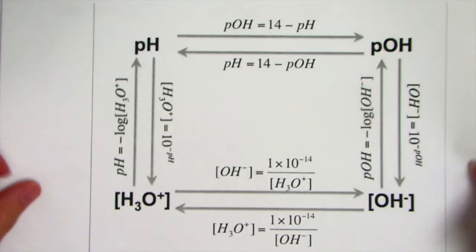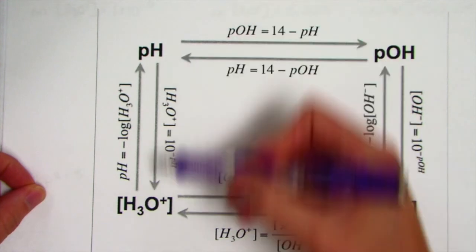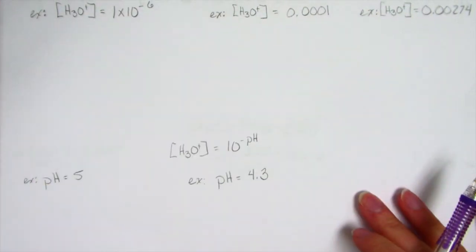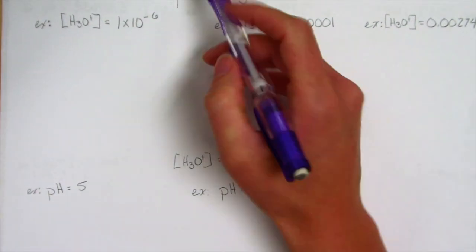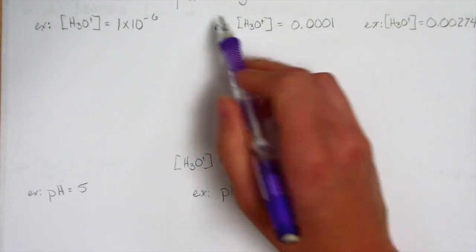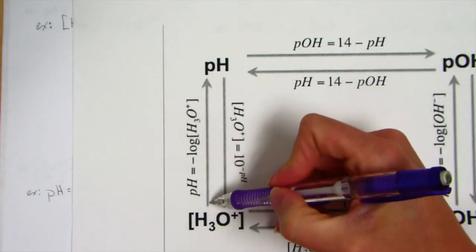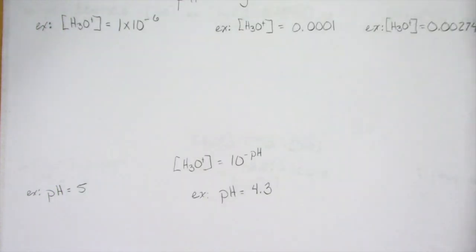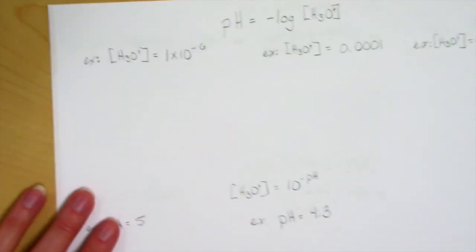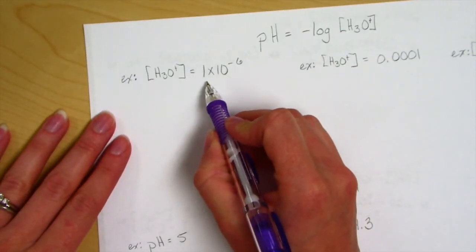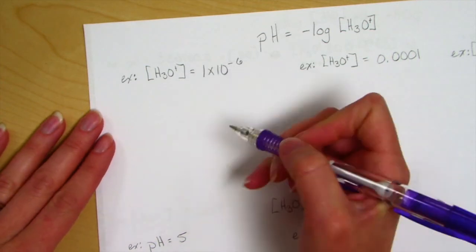So the first thing I want to look at is going from the hydronium concentration to pH. To do that, I'm looking for the pH from the hydronium concentration, so we're going to use this path here. pH equals the negative log of H3O plus. So my first sample is a hydronium concentration of 1 times 10 to the negative 6.